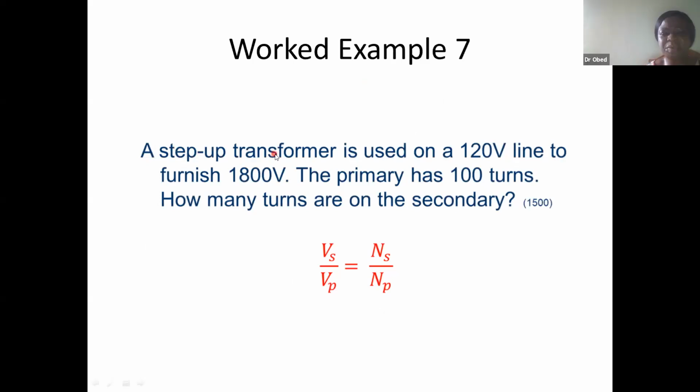Now the last one. A step-up transformer is used on a 120 volts line to furnish 1,800 volts. The primary has 100 turns. How many turns are on the secondary? I gave you the solution as 1,500, and some students confirmed this by sending messages, but some did not. So in case you did not, I told you that this is the formula you require to solve this problem. So let's see how it goes.